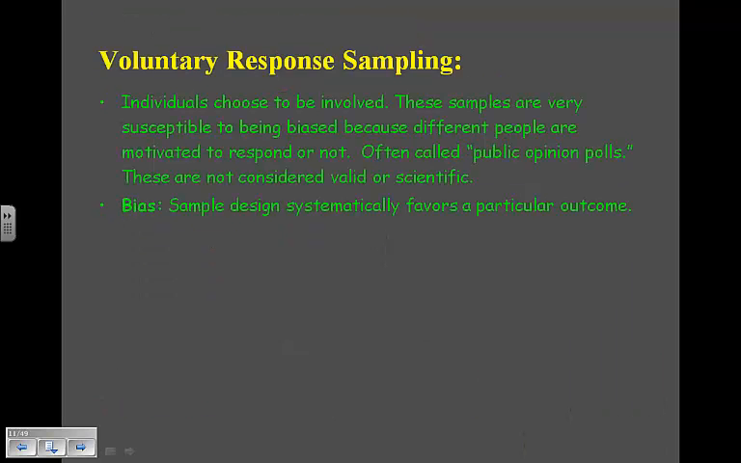Voluntary response sampling. Individuals will choose to be involved. They make the decision whether they want to do this or not. These samples are very susceptible to being biased. Different people are going to be motivated to respond or not. We sometimes call these, or you see these referred to as, public opinion polls.